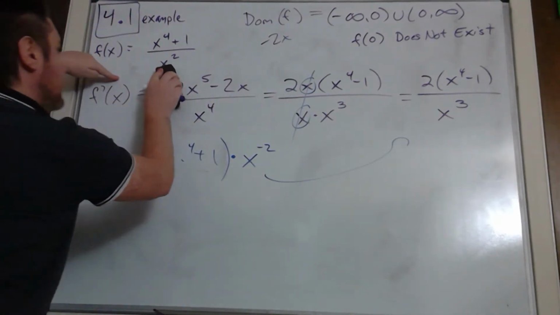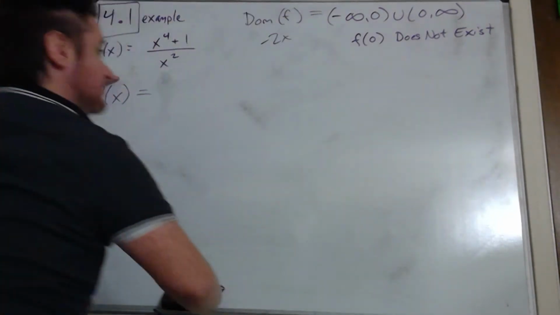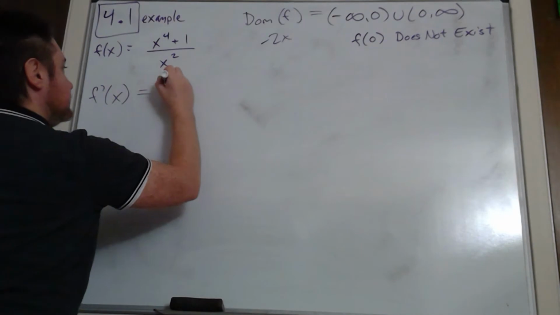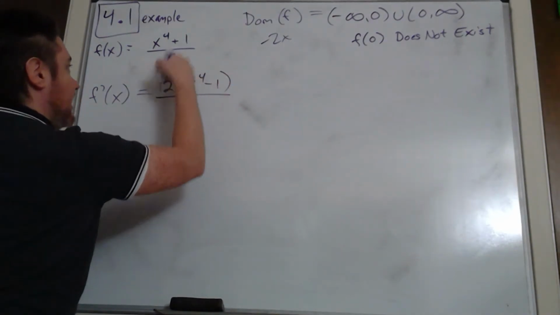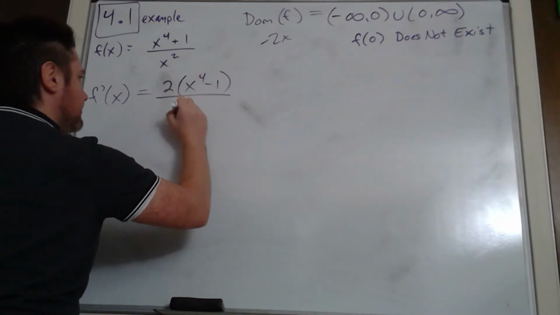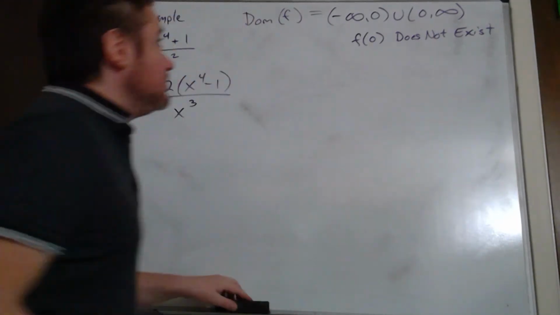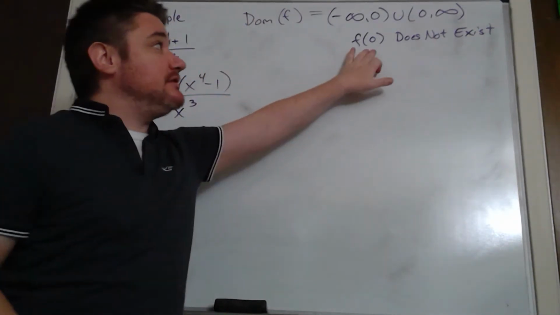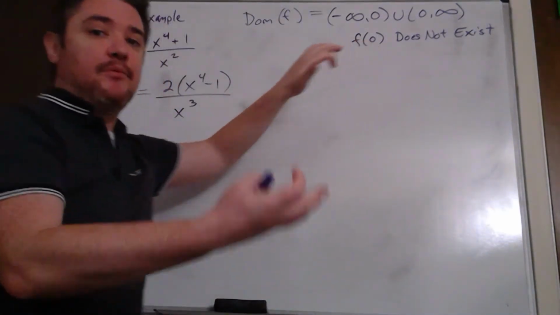So let's get back to the question at hand, which is finding minimums and maximums. And I just erased the derivative, but I think it was this: 2 x to the fourth minus 1 over x cubed. Okay. So let's think back to our original function, f. F of 0 did not exist. The original function has no y-intercept. There's no point where x is 0.